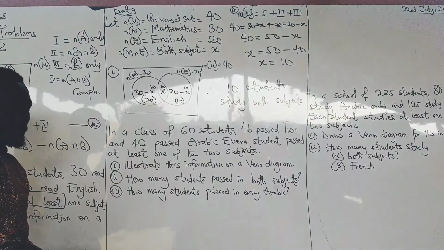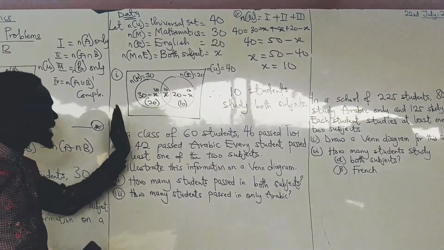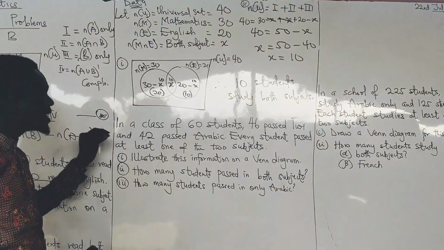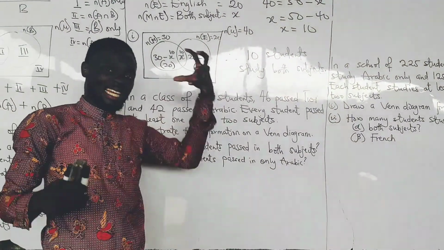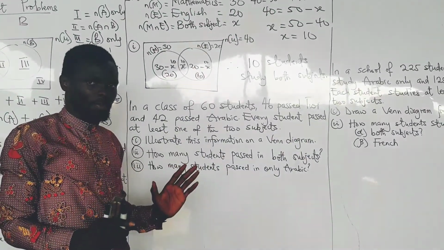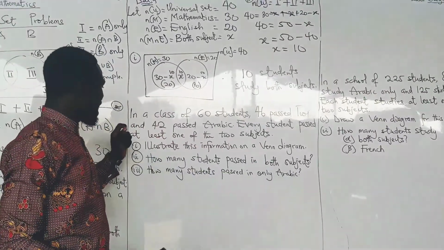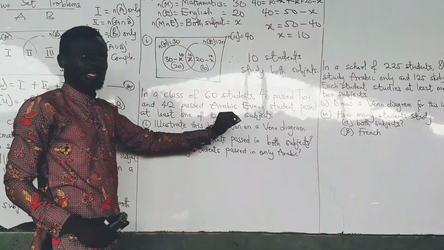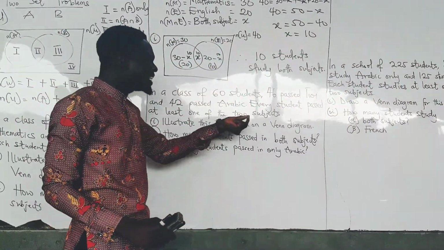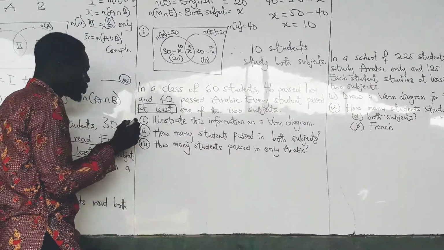Let's take number 2. Let's read it carefully. It is similar to the first one. In a class of 60 students. So once they inform us that in a class of 60 students, it means the universal set is what? 60. 46 pass P and 42 pass Arabic. Each student passes at least one of the two subjects.